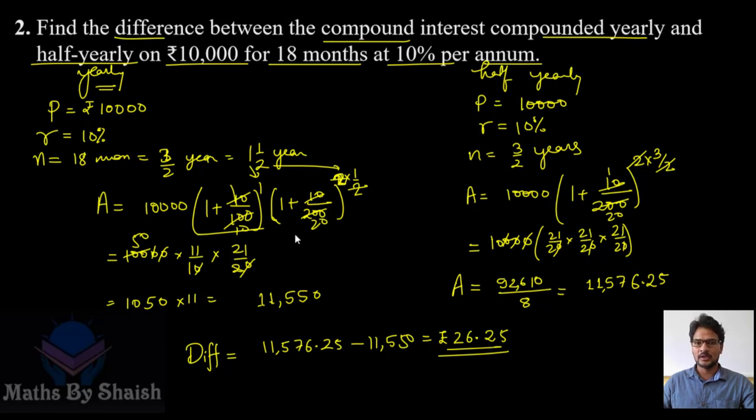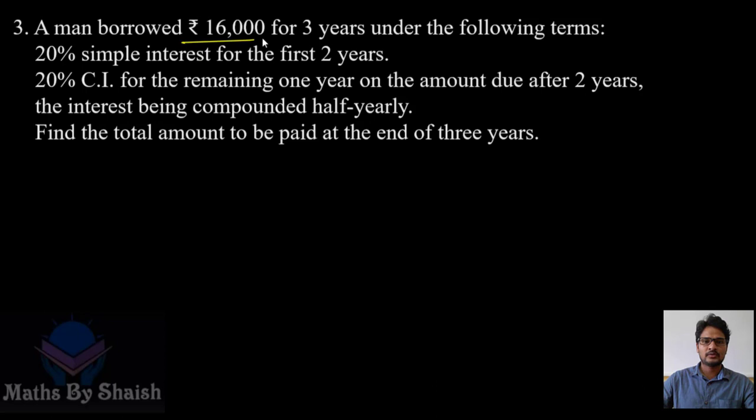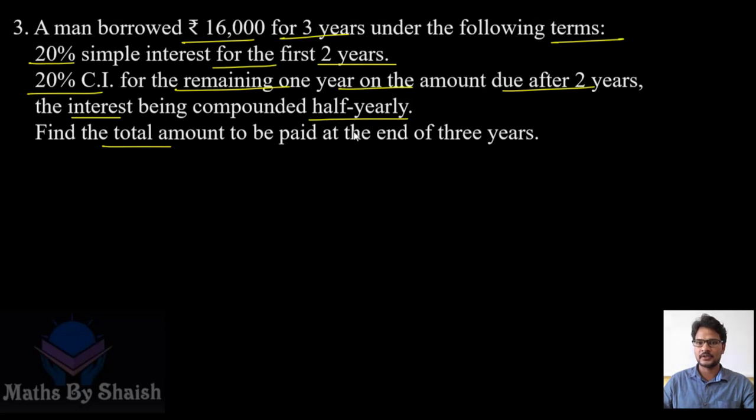to compounding yearly. Third question: a man borrowed 16,000 for 3 years under the following terms: 20% simple interest for the first 2 years, 20% CI for the remaining 1 year on the amount due after 2 years, the interest being compounded half yearly. Find the total amount to be paid at the end of 3 years. So the first 2 years it would be simple interest, so we will get some amount after 2 years, and then we'll take this amount as principal for the last, this is for 2 years and this is for the 3rd year, and the last amount we will get it here.